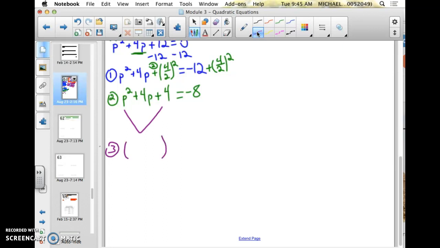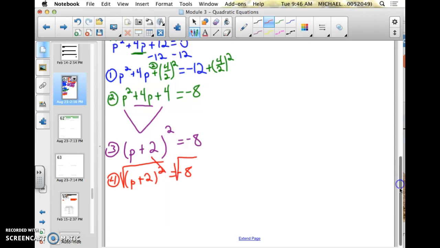So in this case, it's p. The b term is positive, so I put plus. And then half of the b term in this case is 2. And I'm going to square that binomial. Equals negative 8. Then the fourth step is to take the square root of both sides. I'll rewrite it though just to show my work. I take the square root of both sides to cancel out the power of 2.